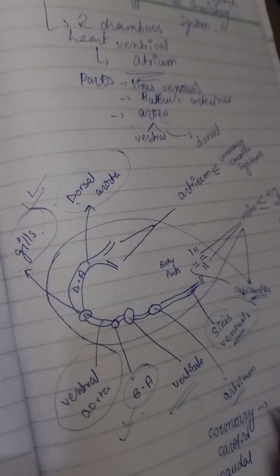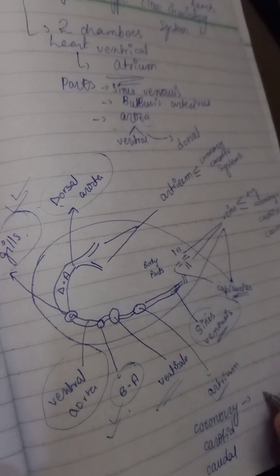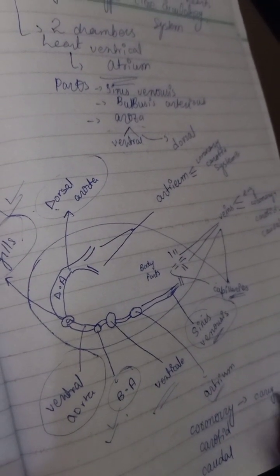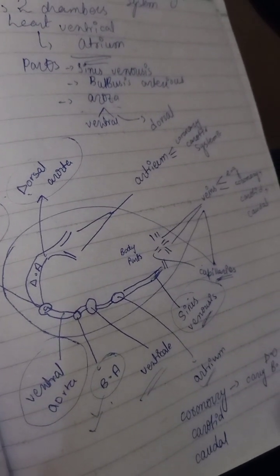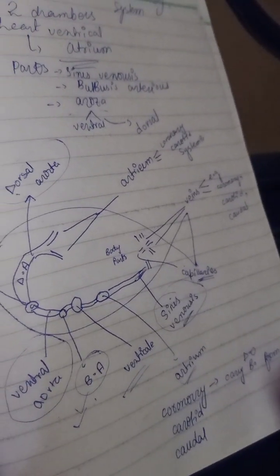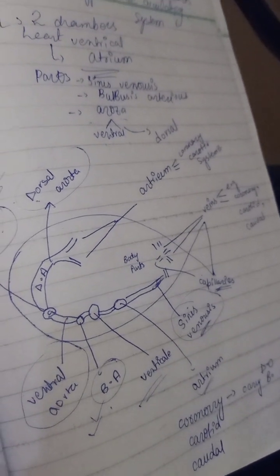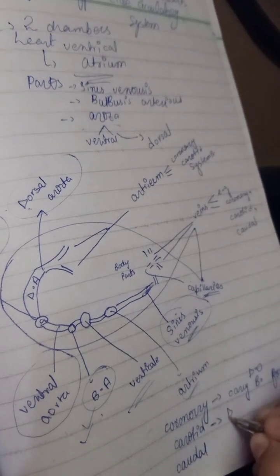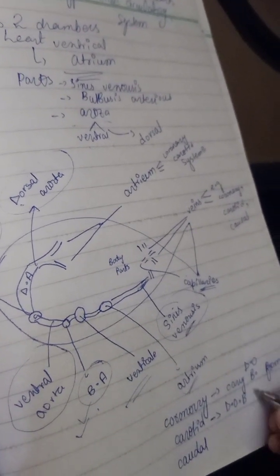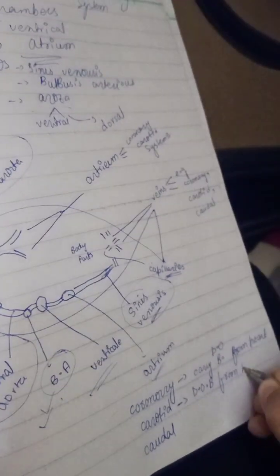Okay, so this is the coronary vein, which carries deoxygenated blood from the heart. Okay, and this is carotid. This carries the deoxygenated blood from the head region.